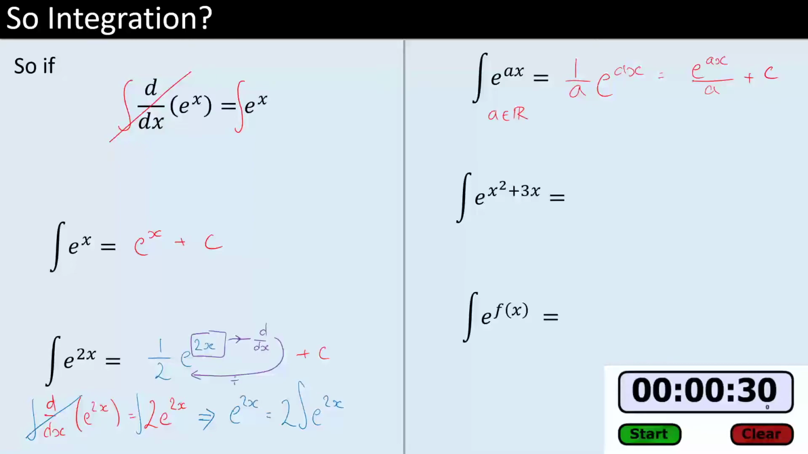Now, a bit more of an awkward exponential. Exponentials with all sorts of things going on in there. So let's have a look at what we've established so far. We've established that we're going to have some form of the original function involved in our answer. So I know that some part of this is going to say e to the x squared plus 3x plus a constant of integration.